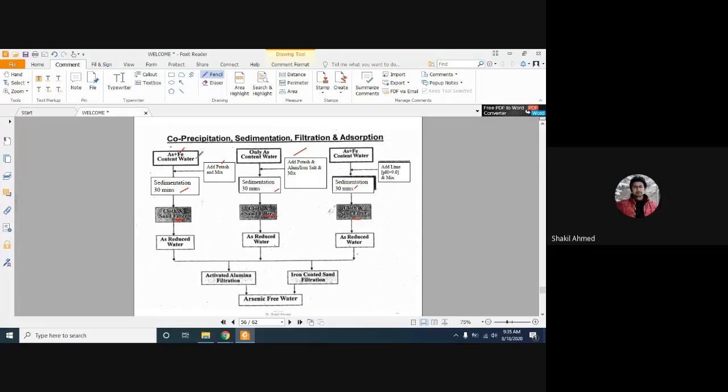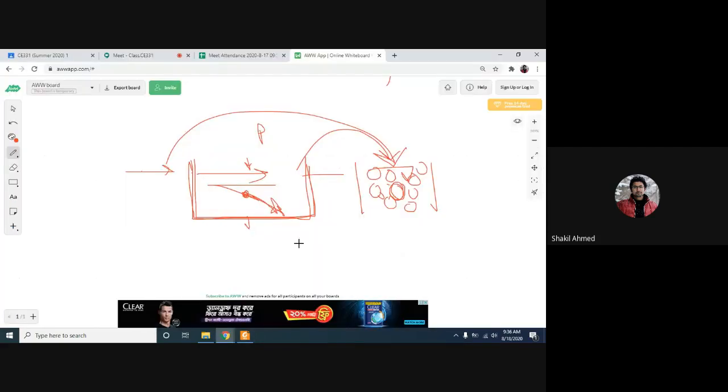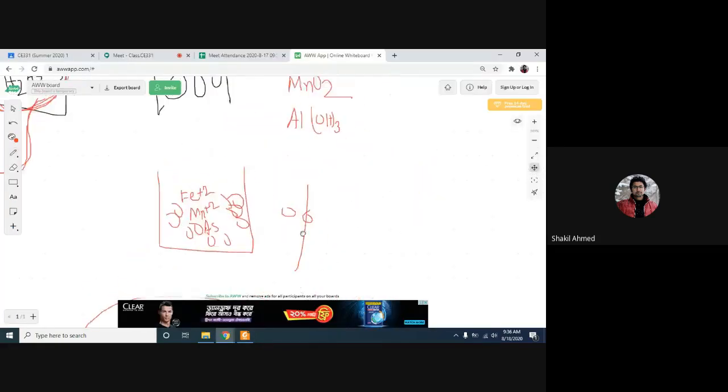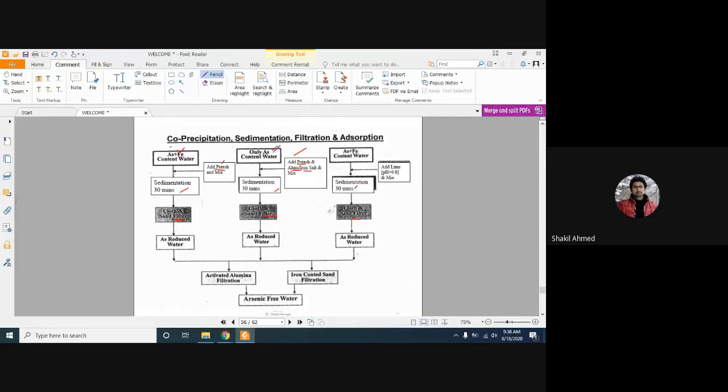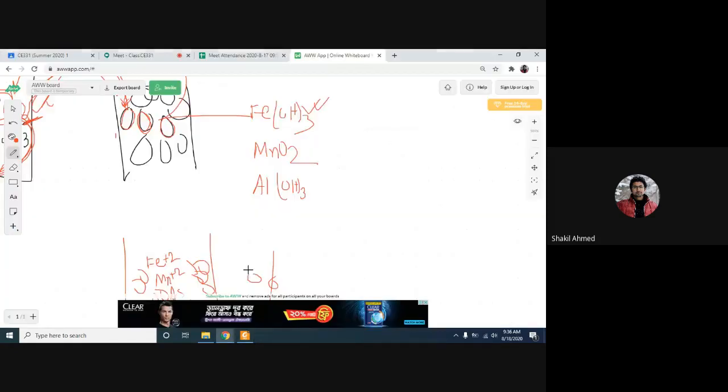You see the difference here. They're adding potash here, but here they're adding potash as well as aluminum or iron salt. Why? Because you did not have iron here, but you have iron here. Since you have iron here, you will form these coatings by already existing iron in water. But here you do not have iron. Then where are you going to get this coating from? You have to add iron.